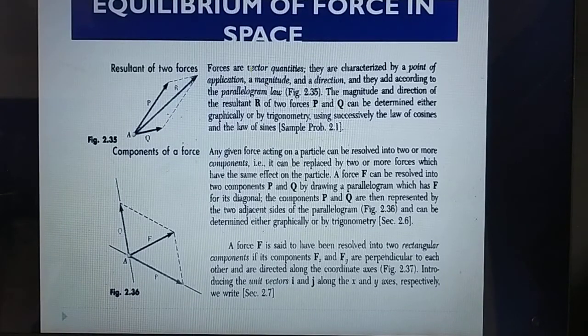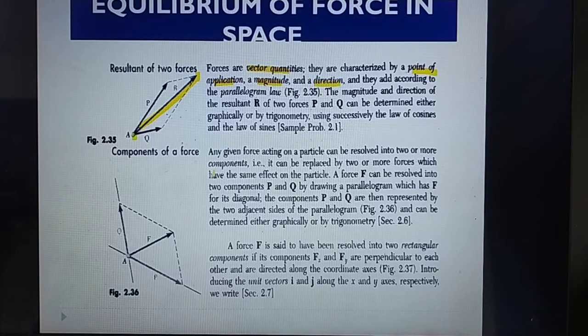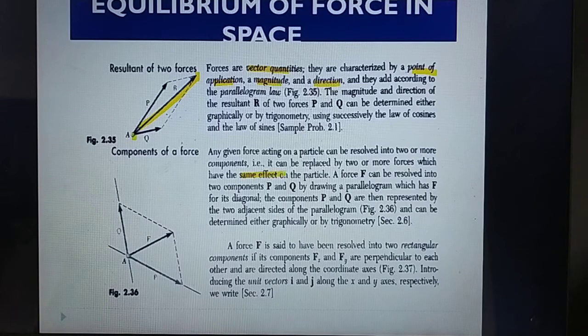So here, the vector quantities are characterized by the point of application, magnitude, and direction. So from point A to the terminal point here, this is the vector. It has the direction and it has the magnitude. It can be resolved into components in any direction you want it to be, but having the same effect on the particle.